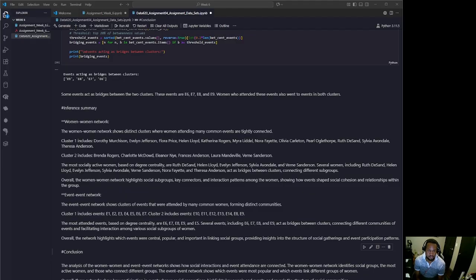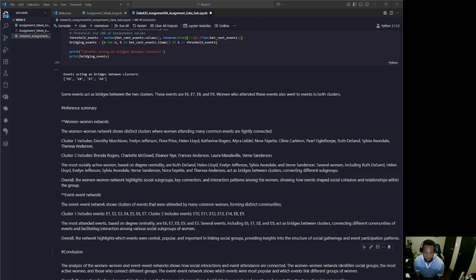So the inference summary. The woman-to-woman projection graph shows a highly interconnected network where most women share attendance at multiple social events. The dense connections indicate that women form a cohesive social group with frequent overlap in participation. Some women, such as Teresa Anderson, Evelyn Jefferson, and Sylvia Avondale, appear central within the network, suggesting they attend many events and play a key role in linking different parts of the social circle.